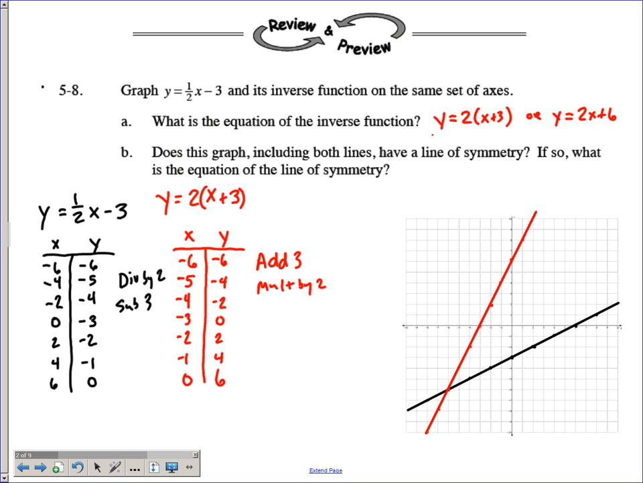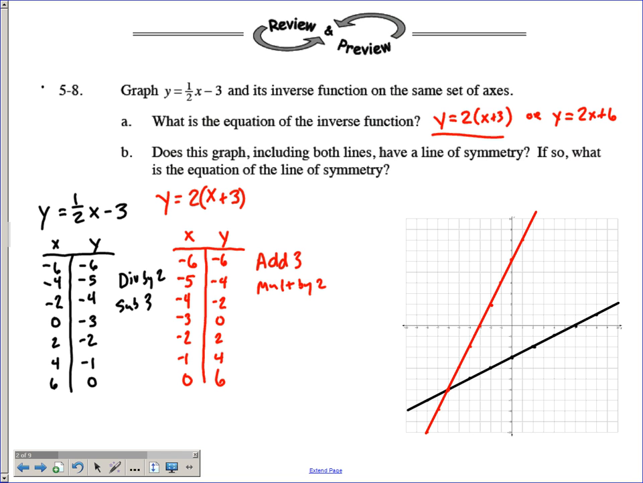Either way works there. Now, it says, does this graph, including both lines, have a line of symmetry? If so, what is the equation of the line of symmetry? Well, if we look here, they're both going in these different directions here. This one's rising 2 and running 1. This one is rising 1 and running 2 here. They both share this point, and if you look here, they kind of got a line of symmetry that would run right through here. So if we can figure out what this line is, that might help us to come up with the equation.